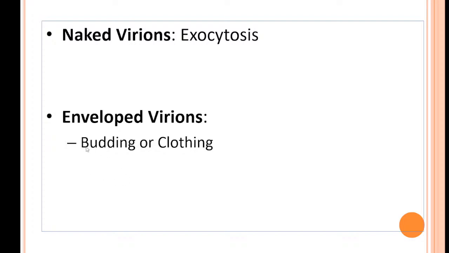In budding, the cell's structure is being depleted faster, because the more viral particles are being created, the more the cellular components become diminished, and that's how the cell dies. It's much more dangerous for the cell if the virus keeps on budding.